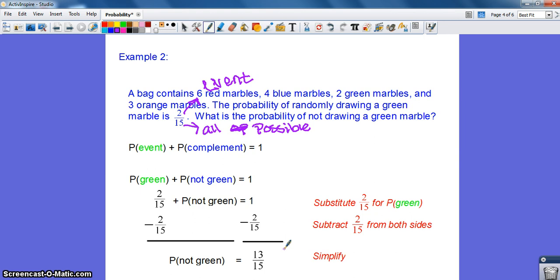So it is definitely much more likely to draw something that is not green than if I wanted to draw a color that was green.